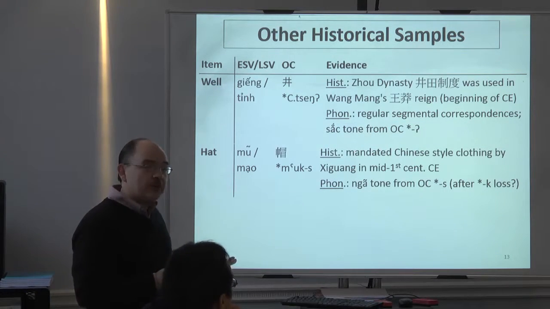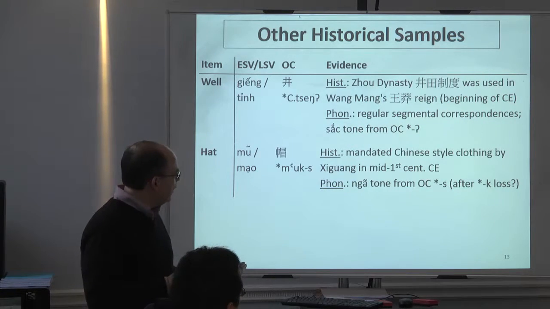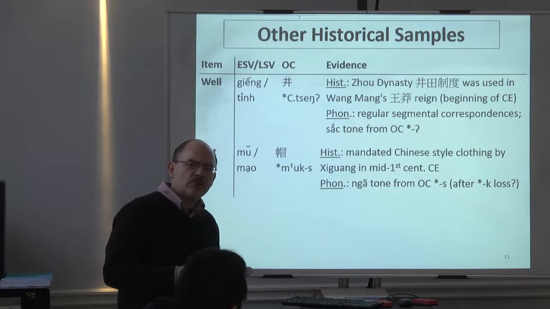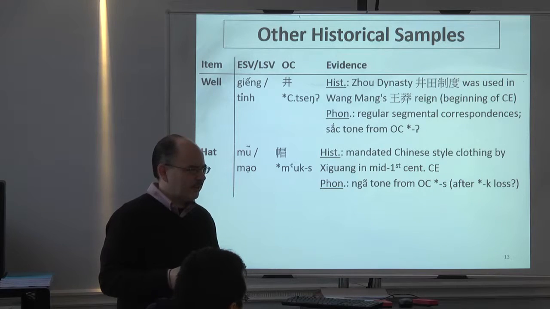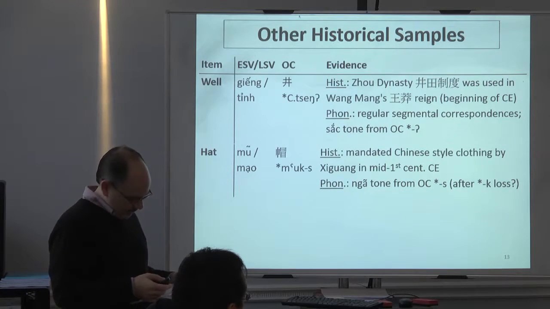Hat, part of the clothing in that previous sample excerpt. I'm not sure what to make of the timing of the loss of the final K and that sort of thing. But certainly they used a different word in the historical text. It was guan, something like a helmet or something like that, but approximately that term for hat, headwear.